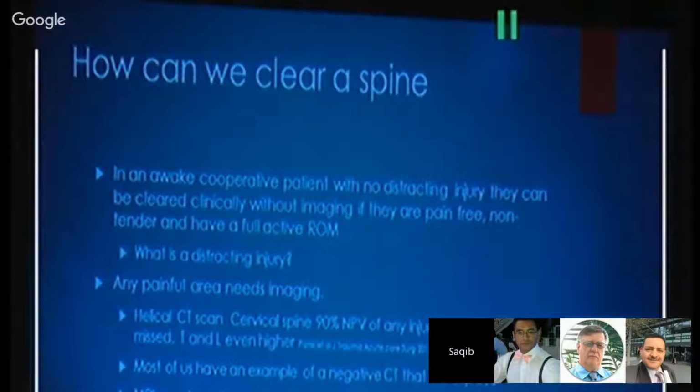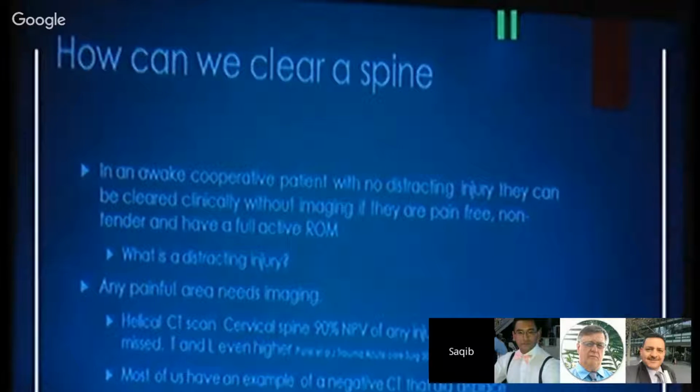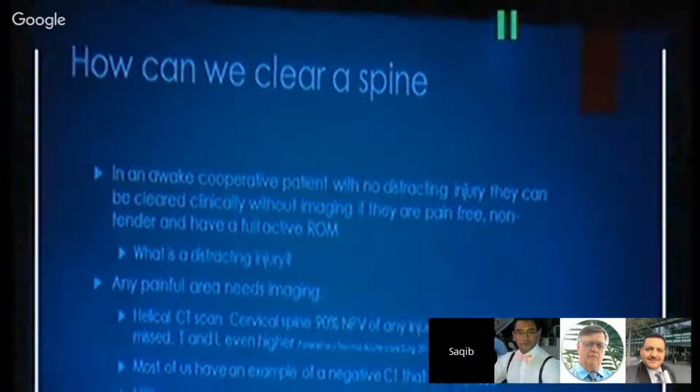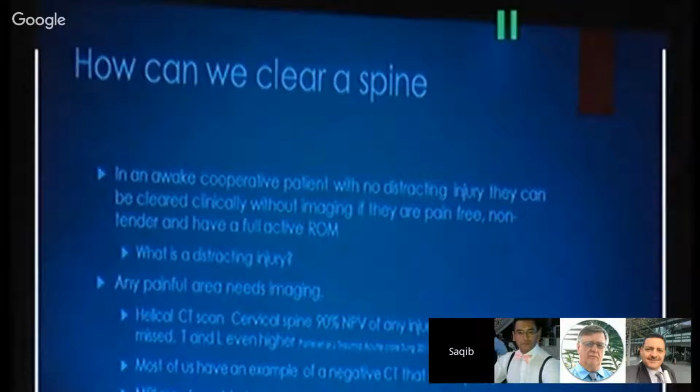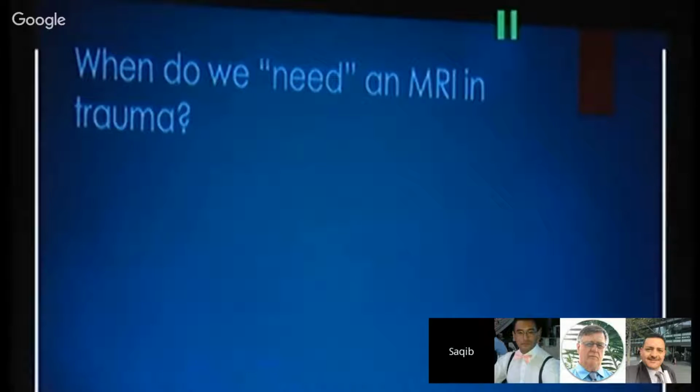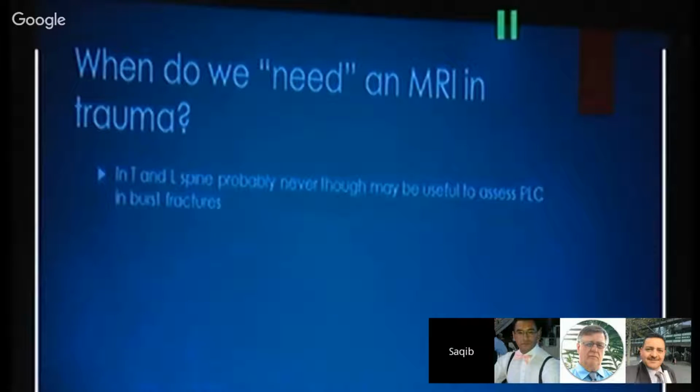Mitch Harris from Boston has a pretty good case series on that he's published. I have used that occasionally in those patients that we really need to clear, that we don't see that their neurologic status is going to recover. So when do we need an MRI in trauma? When do we have to get one? Really, in the thoracic and lumbar spine, we probably never need one.